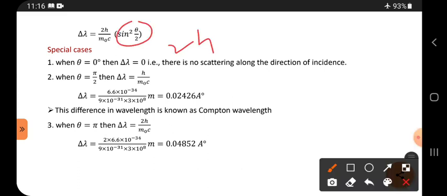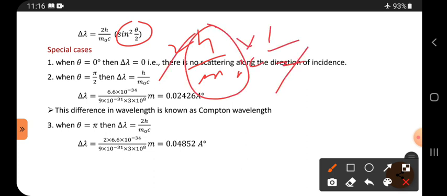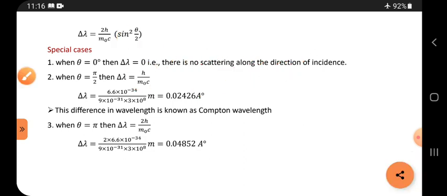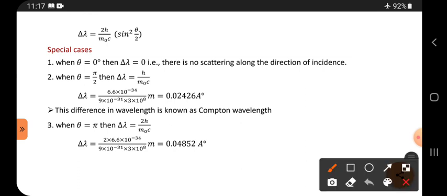So already 2h by m naught c is there, into 1 by 2. These two get cancelled. So what is there is h by m naught c. The h value we know, m naught is the mass of the electron, c is the speed of light, it is in terms of meter. Then in terms of angstroms, by simplifying this we get 0.02426 angstroms. This difference in wavelength is known as the Compton wavelength.